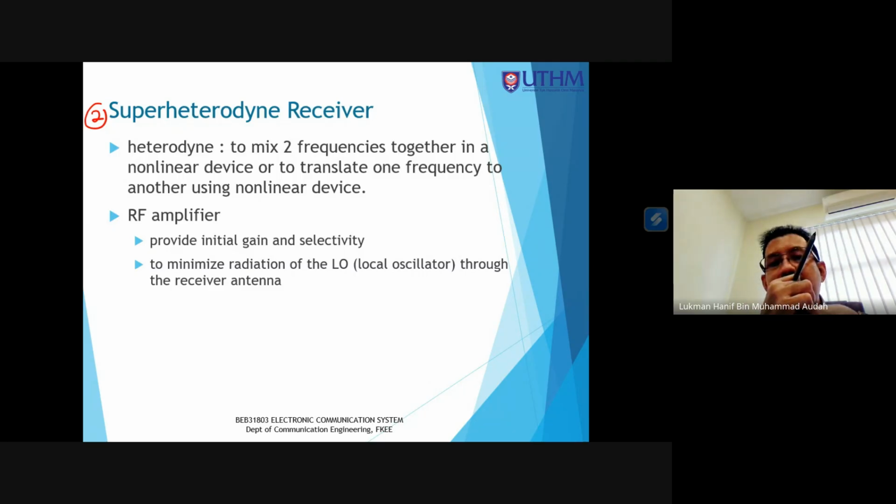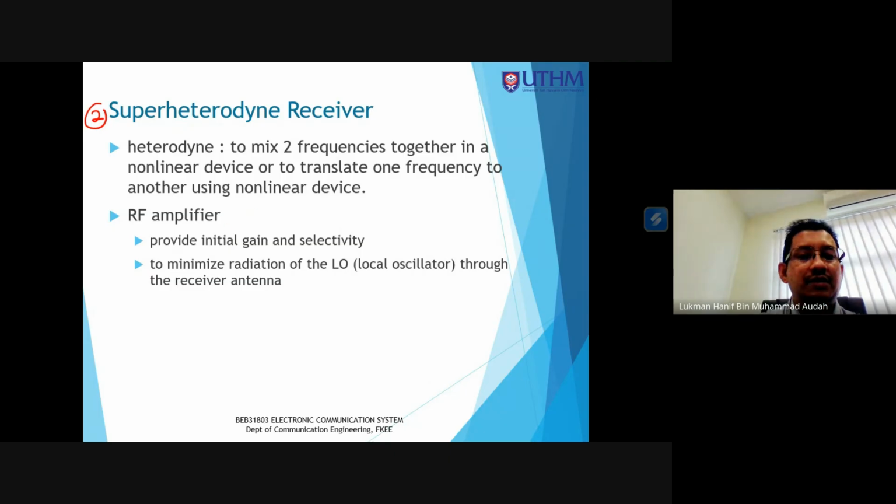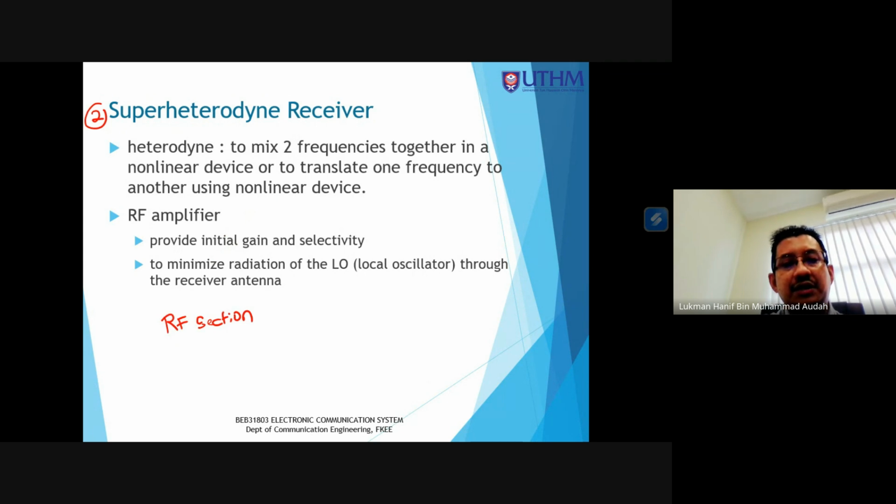The superheterodyne receiver contains a few sections. The first section is what we call the RF section. The RF section contains one component, the RF amplifier, which will amplify the input signal because the input signal is very low and we need to amplify it before we do the next process. Okay.